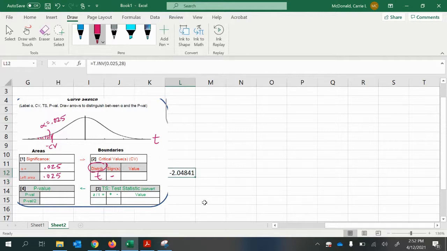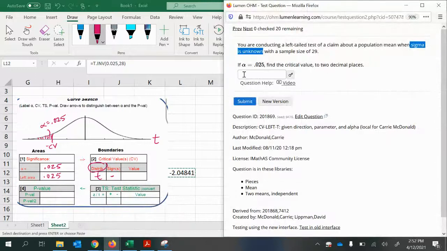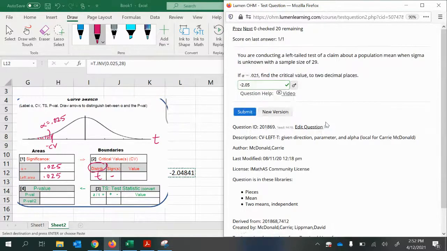And so that's how we're going to find our p-score. That's our critical value there. And it should be negative, so that's good. I don't need to change the sign on this because it is a left test. And it says to give it to 2 decimal places, so we'll go ahead and round that like this.